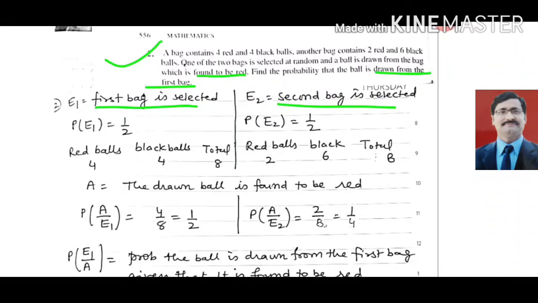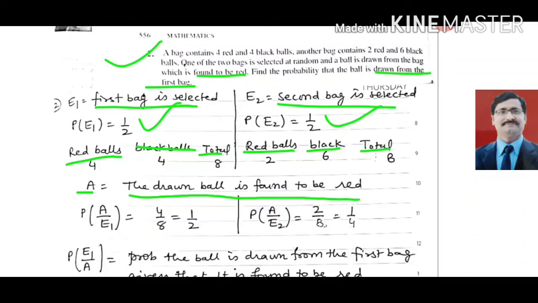What is the probability that the first bag is selected? That is 1/2. What is the probability that the second bag is selected? That is also 1/2. Now in the first bag, red balls are 4 and black balls are also 4, so total balls are 8. Now the second bag, red balls are 2, black balls are 6 and total balls are 8. Now you have to take this A. A means the drawn ball is found to be red, means you draw one ball and that ball is red.